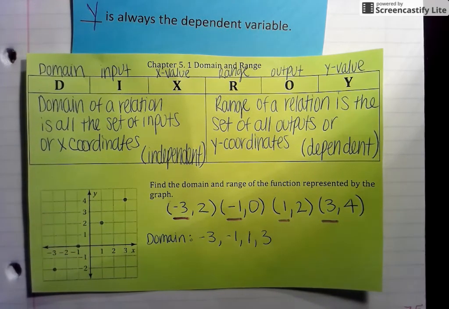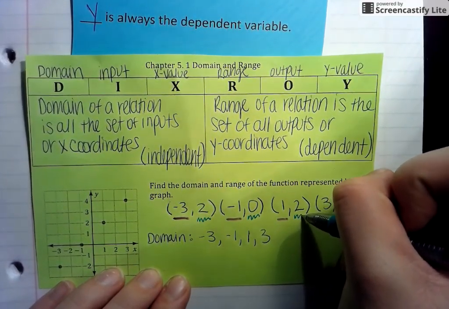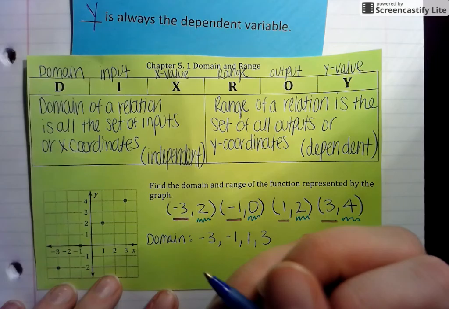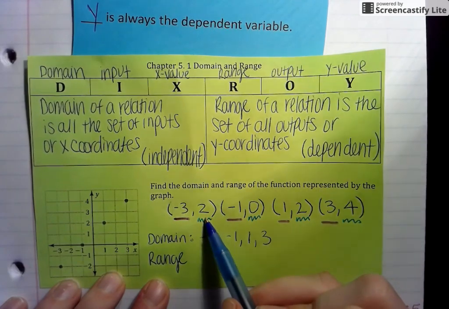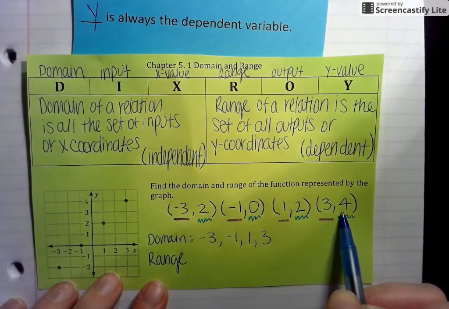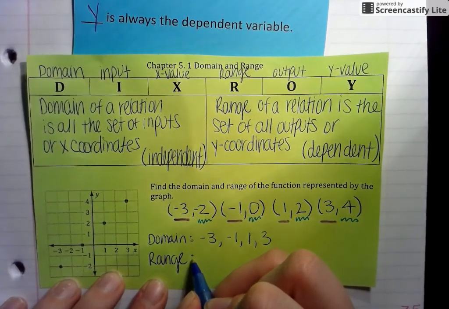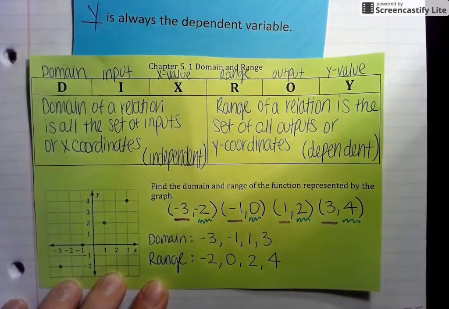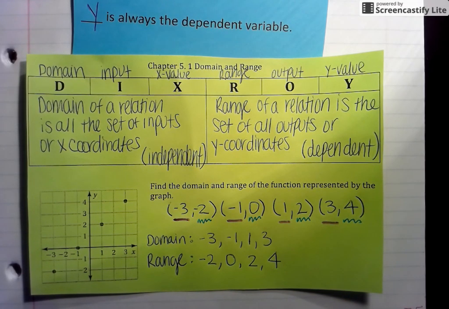Now my range is going to be my y values or my outputs. So I'm going to underline my y values or my outputs, and I'm going to write down what my range is in numerical order. So my range, if you notice, you have 2, 0, 2, and 4. This should actually be -2. So this should be -2, 0, 2, and 4. So we're now going to have our domain are our x values, our range are our y values, and that would answer that question because we found our domain and we found our range.